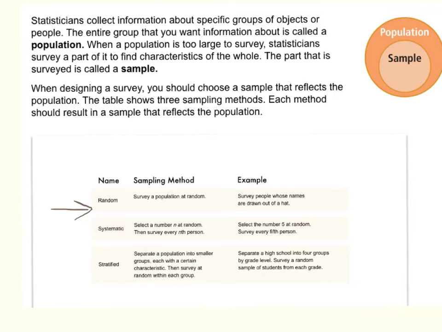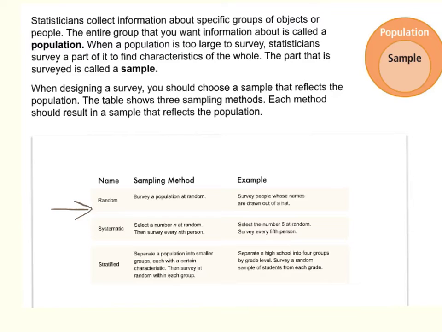Okay, our first way is to randomly sample people. Okay, this is exactly how it sounds. You're just going to randomly pick people as you're walking down the hall to ask the question to or to survey. A perfect example of this is to just draw names out of a hat to see who you're actually going to ask the question to.